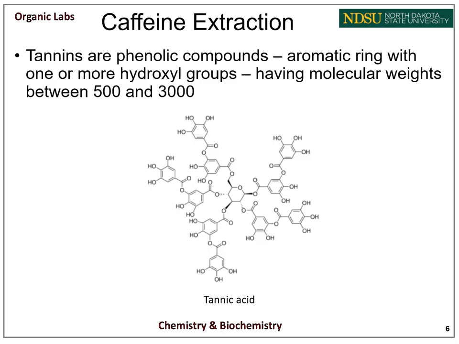Tannins are phenolic compounds, meaning they contain aromatic rings with one or more hydroxyl groups, like what is shown here. And they have molecular weights between 500 and 3000. And here is an example of tannic acid.